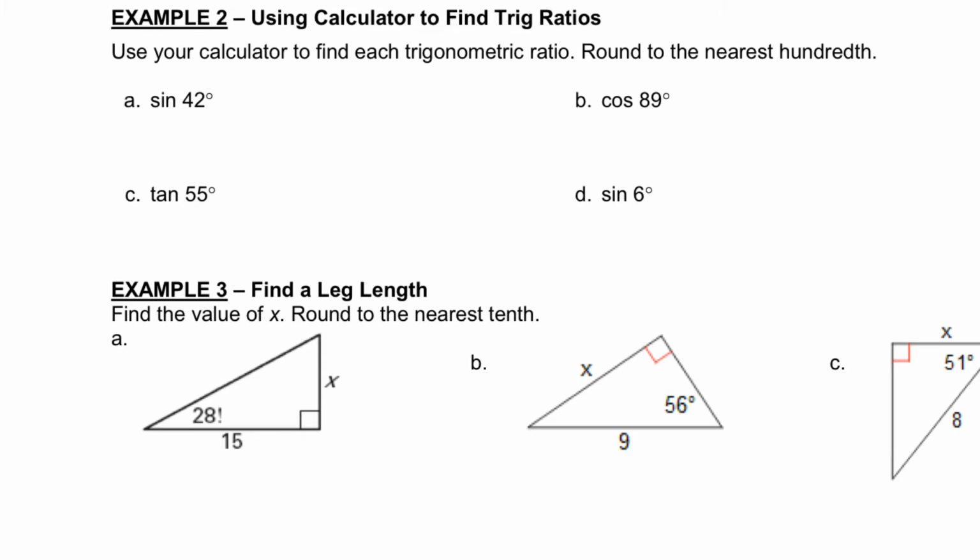So for part A, I typed the sine of 42 degrees into my calculator. And what I got is 0.6691. Now these directions say that we're going to round to the nearest hundredth, so we're going to need 2 digits after the decimal point. So we're going to round off right there. Since the number after the hundredth spot is a 9, remember if this digit is 5 or larger, we're going to round up. So on this one, our answer is going to be 0.67.